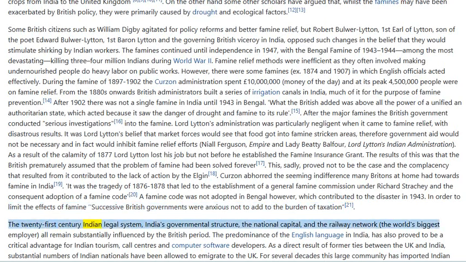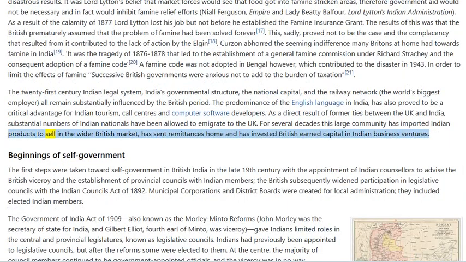The 21st century Indian legal system, India's governmental structure, the national capital, and the railway network, the world's biggest employer, all remain substantially influenced by the British period. The predominance of the English language in India has also proved to be a critical advantage for Indian tourism, call centres, and computer software developers. As a direct result of former ties between the UK and India, substantial numbers of Indian nationals have been allowed to emigrate to the UK. For several decades, this large community has imported Indian products to sell in the wider British market, has sent remittances home, and has invested British-earned capital in Indian business ventures.